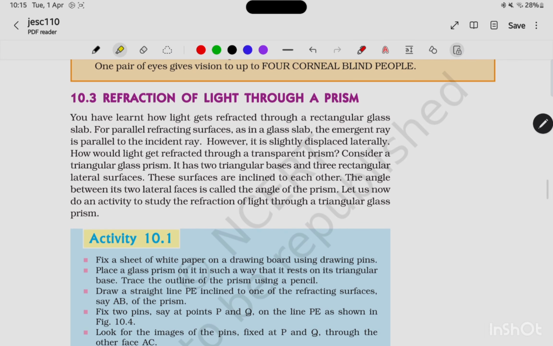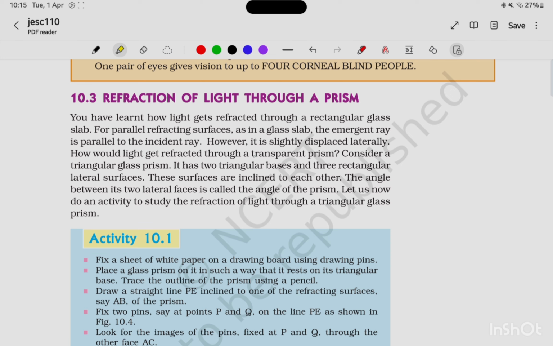Refraction of light through a prism. Now you have learned how the light gets refracted through a glass slab in the last chapter. For parallel refracting surfaces, as in a glass slab, the emergent ray is parallel to the incident ray. However, it is slightly displaced laterally.